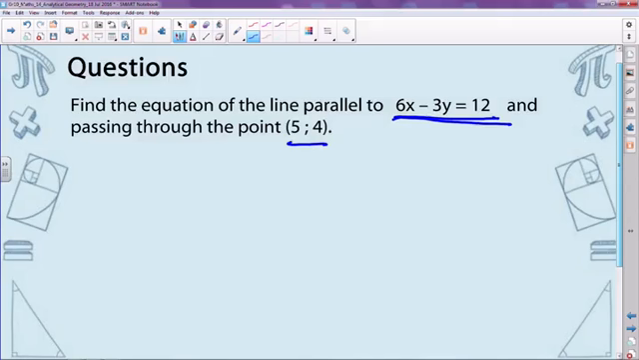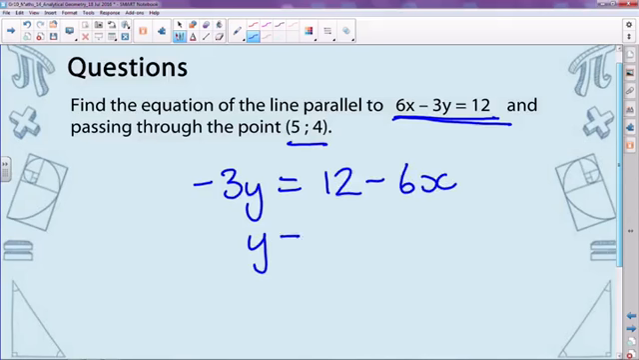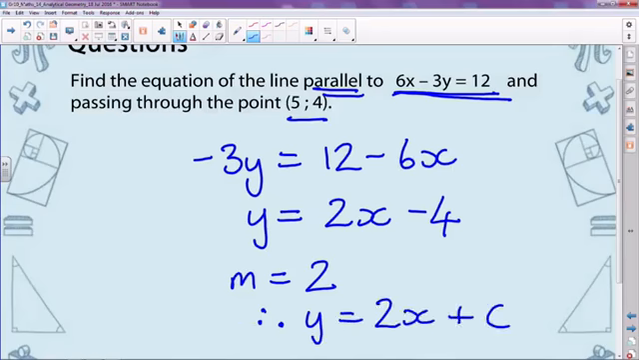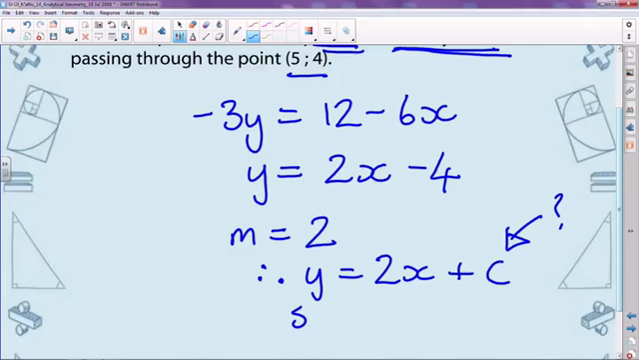So let's rearrange it quickly. I'm going to start by isolating the y, 12 minus 6x, and now I'm going to get rid of that negative 3, so it becomes y equals 2x minus 4. Fancy mathematics right there. Now it says it's parallel, which means the gradient of our new line is equal to 2. So therefore we have y equals 2x plus c. But how do we find c? Well, we just need to substitute the point (5, 4) and solve for c.